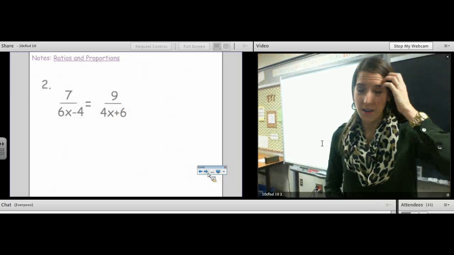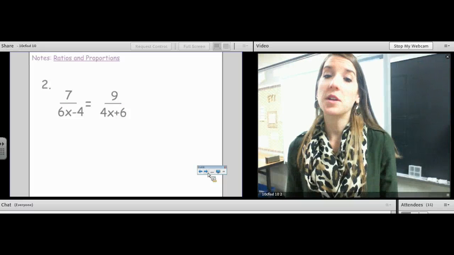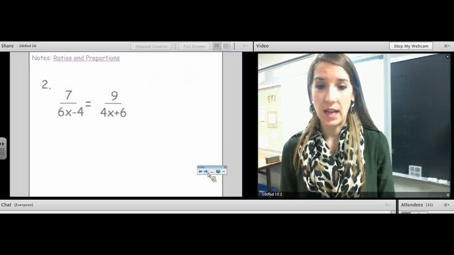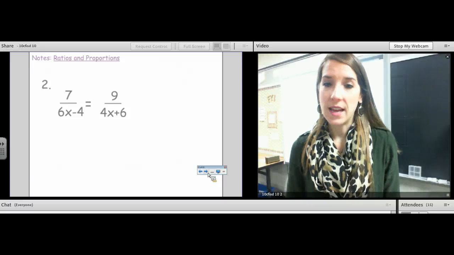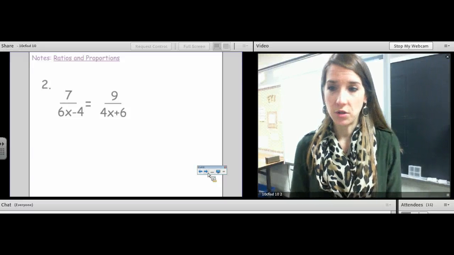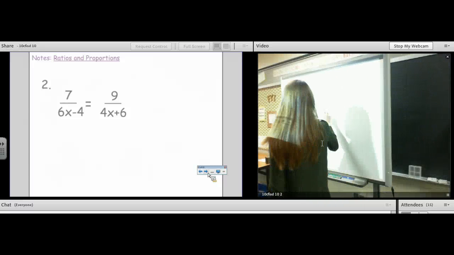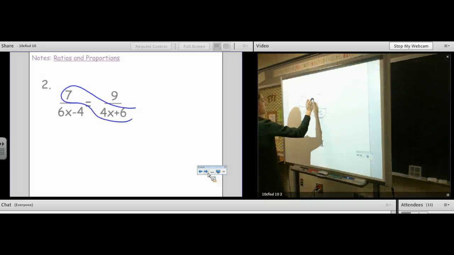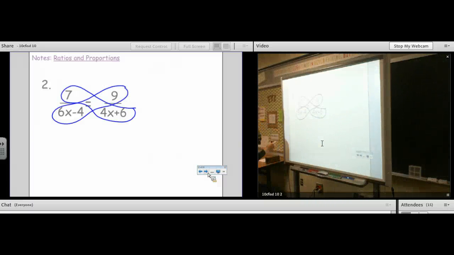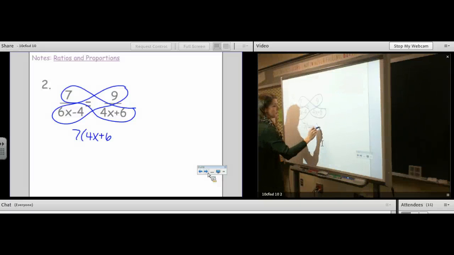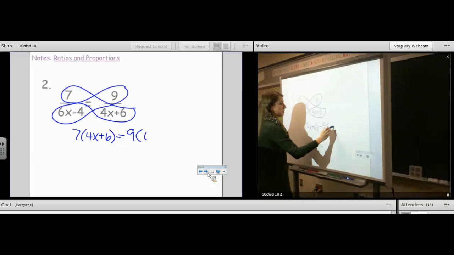This is one where you would not cross multiply and divide. This is one where you would actually write out the full steps, okay? The biggest mistake that people make here is that they do not distribute. So I'm going to write that step this time just to remind you to make sure you distribute, okay? So we've got 7 times, 9 times.